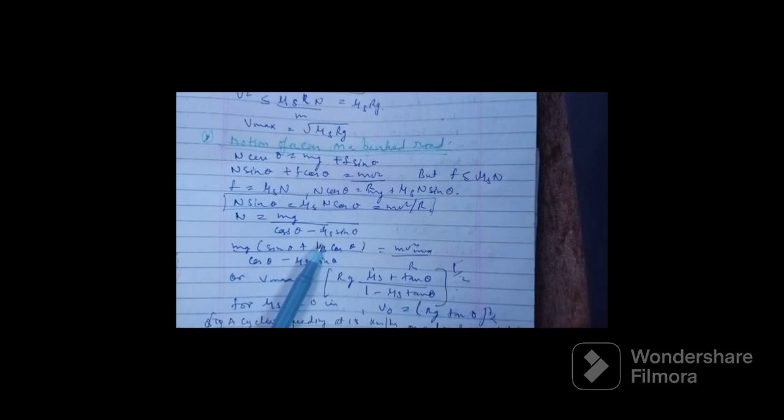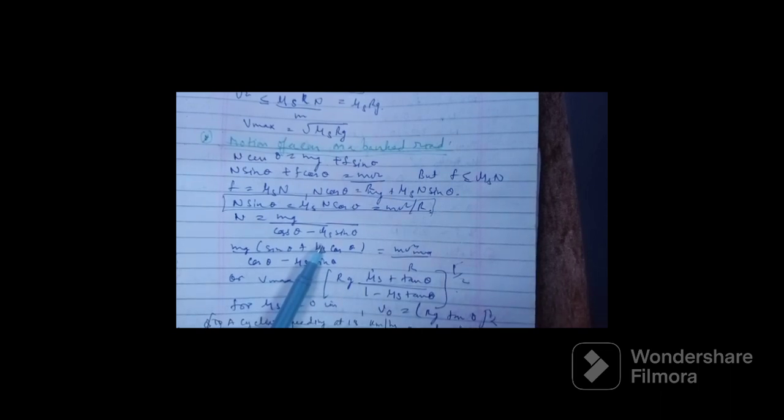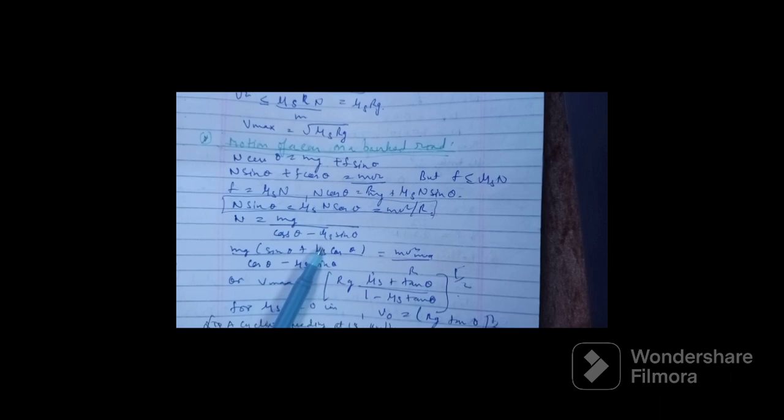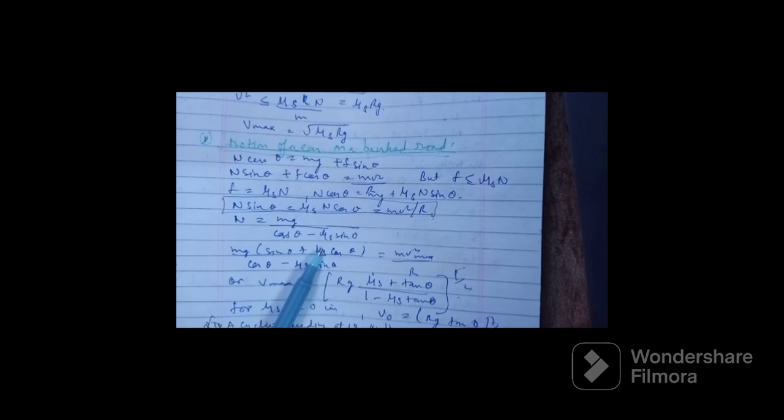21st question: a stone of mass 0.25 kg tied to the end of a string is whirled round in a circle of radius 1.5 meters with a speed of 40 revolutions per minute in a horizontal plane. What is the tension in the string? What is the maximum speed with which the stone can be whirled around if the string can withstand a maximum tension of 200 Newton?